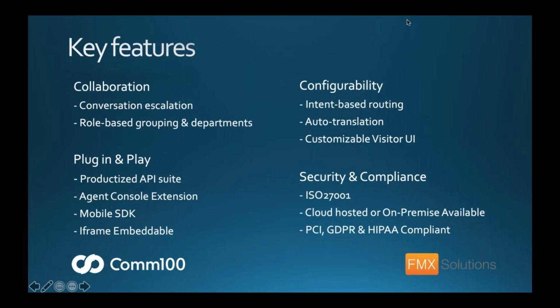Basically, this is the ability for agents to access another piece of software within COM100's chat agent console. We also offer a mobile SDK if you want to bring COM100 chat into your mobile app, and COM100 software itself can be iframed into third-party software as well. COM100 is also highly configurable. I mentioned routing before. Our system can not only route on standard parameters like where a person is chatting from or whether or not a person is an existing customer or not.